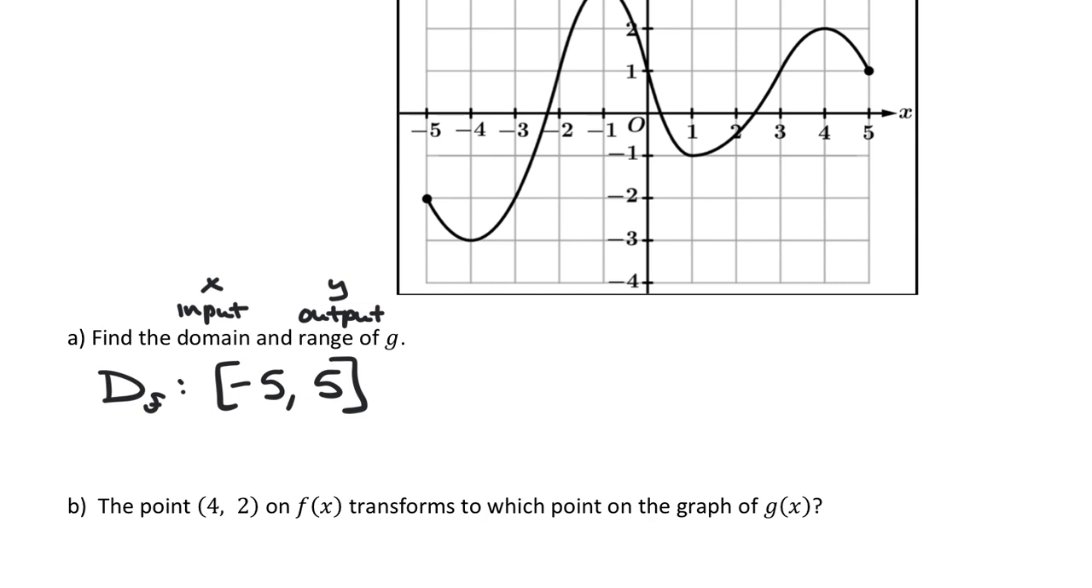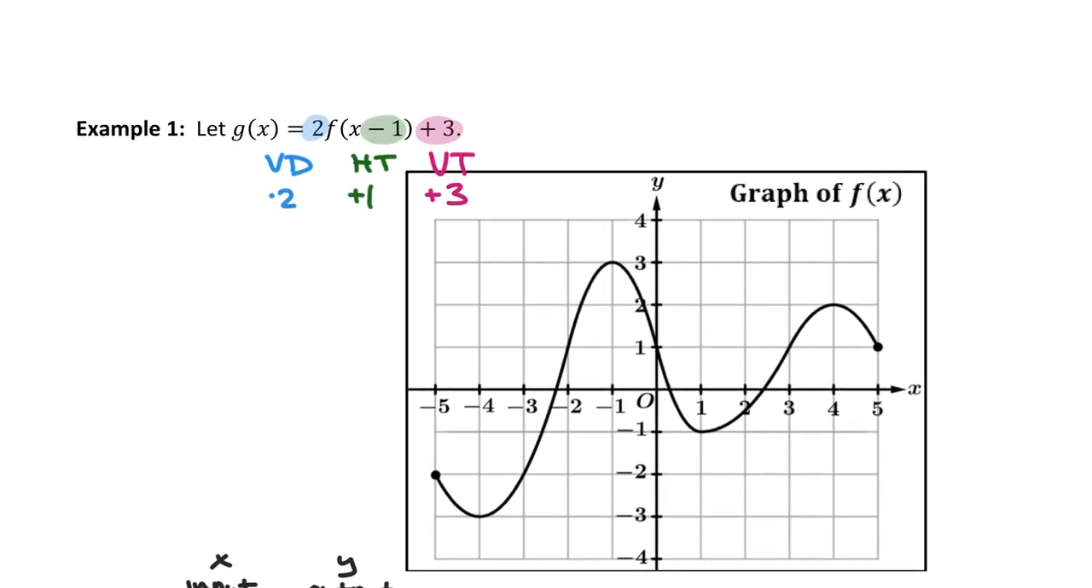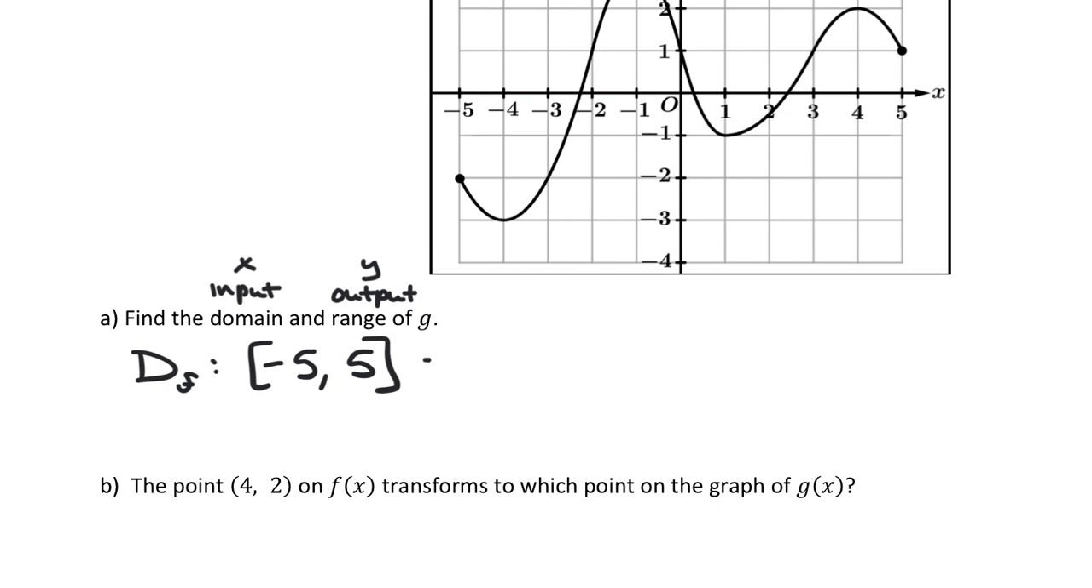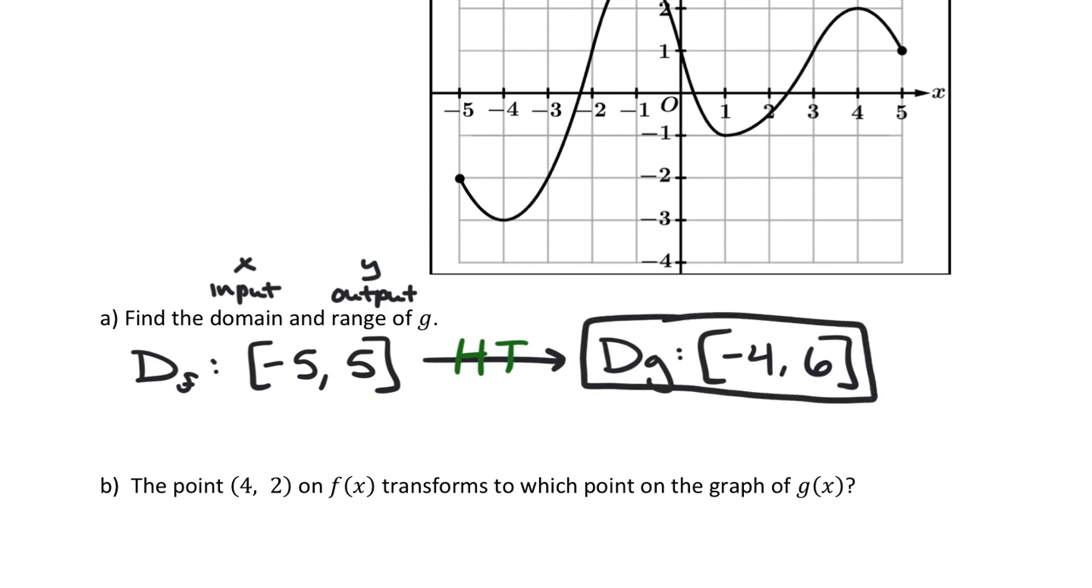Domain is all of the x's. It is all of the input values. Which of these transformations affect the input values? Inside is input. The only thing that's inside this function is what? Horizontal. So what we are going to do is transform this by doing that horizontal translation of +1. We're going to take these input values and create the domain of g by adding 1 to both the first and the last coordinate in my domain. This is now the domain of g. We have taken the horizontal translation and applied it to the input values.